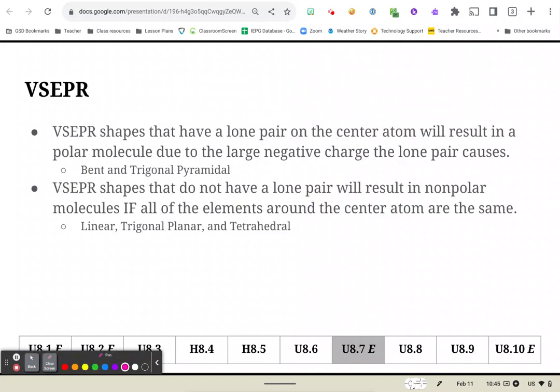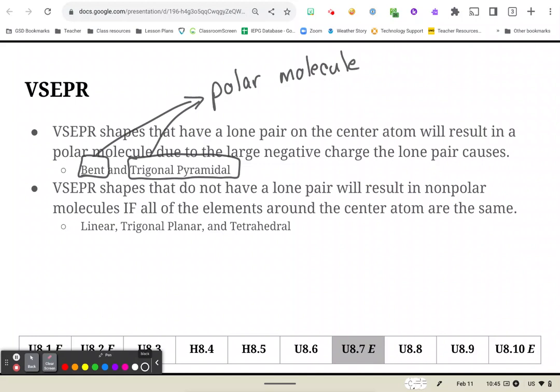All right, second thing is the VSEPR shape. So right away, bent and trigonal pyramidal. Both of these are polar molecules. So as soon as you identify it as bent or trigonal pyramidal, it is going to be a polar molecule. And I want you to think about what's similar about both of those VSEPR structures. What they have in common is they both have lone pairs. So that's why we know it's going to be a polar molecule. And the reason is reason number one, that the lone pair produces a large negative charge in one area that can't be balanced out.